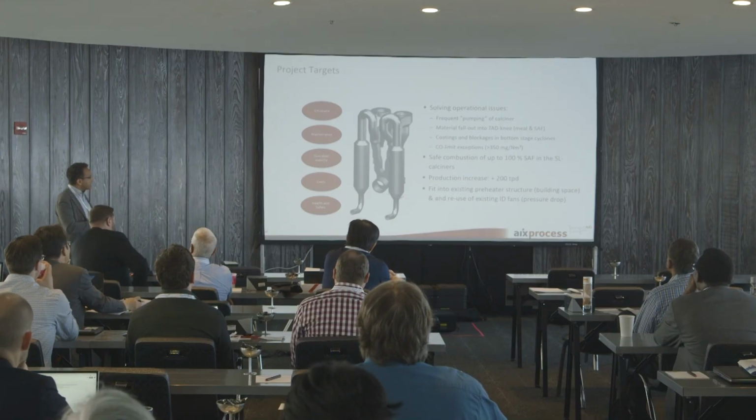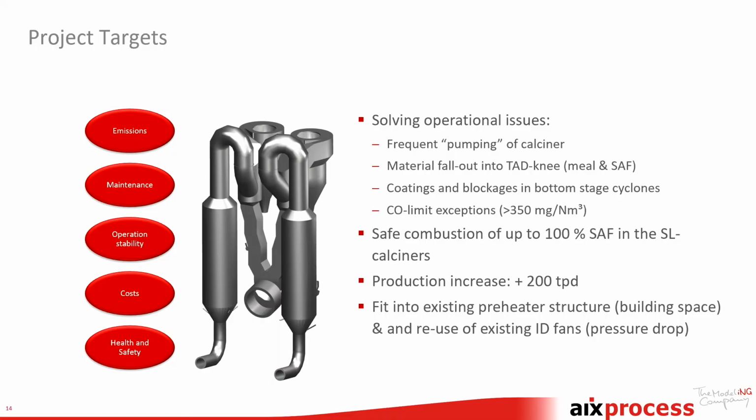So they have what they call pumping. It's a frequent change of pressure during operation, which may be caused by material fall out into the tertiary air duct knee, but they weren't very convinced about that, or not sure if this is really the cause. They also have coatings and blockages in the bottom stage cyclone. So this means that they have a carryover of fuel and have afterburns in the cyclone. This is something you don't want to see here. And they also have CO limit exceptions, which is the most severe topic in this study.